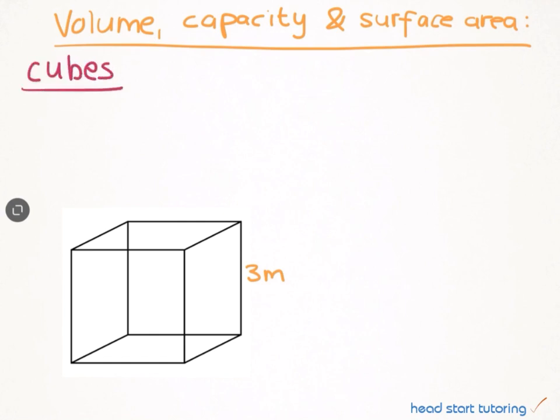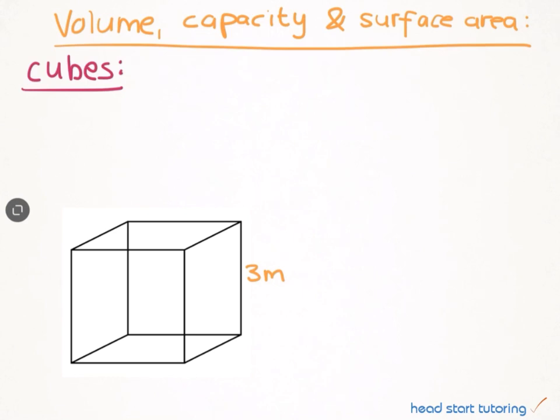We are going to be looking at the volume, capacity, and surface area of 3D shapes. We are first going to have a look at the volume, capacity, and surface area of cubes. We need to understand what the properties of a cube are in order to know what the formula for the volume, capacity, and surface area of our cube will be.